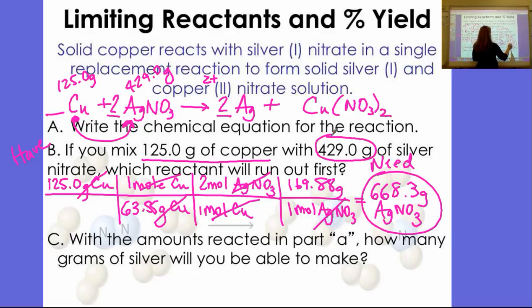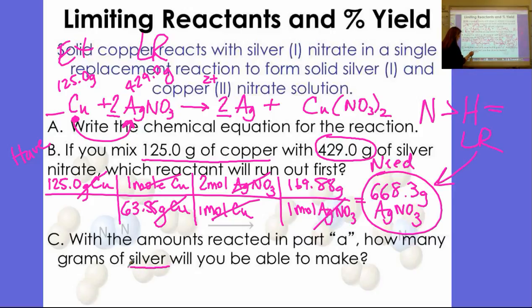Comparing that with my have, this time my need is greater than my have. When your need is greater than your have, this one has to be my limiting reactant. Silver nitrate is my limiting reactant. If silver nitrate is limiting, that means I must have excess copper. So, part C, with the amounts reacted in part A, how many grams of silver can I make? Silver is my product. How many grams of silver can I make?